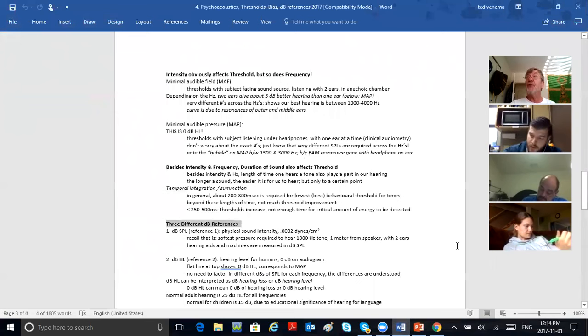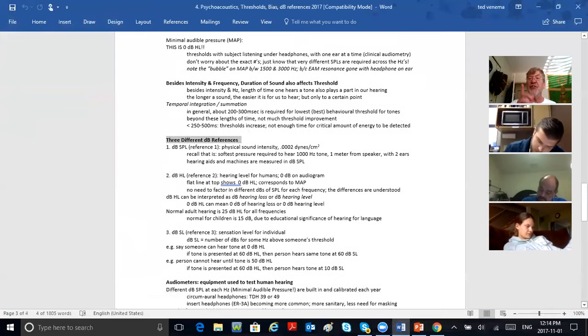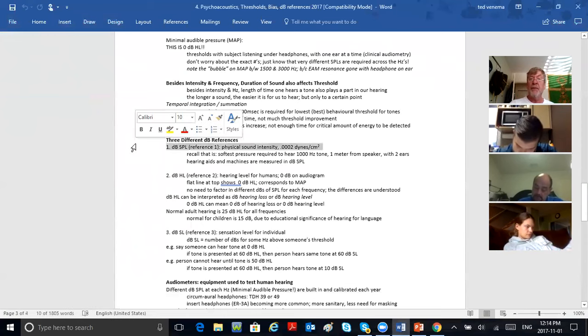3 different dB references. We have 3 of them. Here's where we will wind to and finish today. Okay, so look at 3 different dB references. The first one we covered long ago, dBSPL, physical sound intensity. 0.0002 dynes per centimeter squared. Recall, that's the softest pressure required to hear a 1,000 hertz tone at 1 meter distance from a speaker with 2 ears. The hearing aids and machines are all measured in dBSPL.